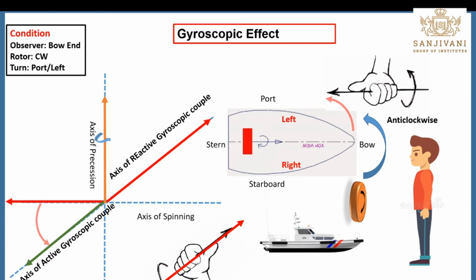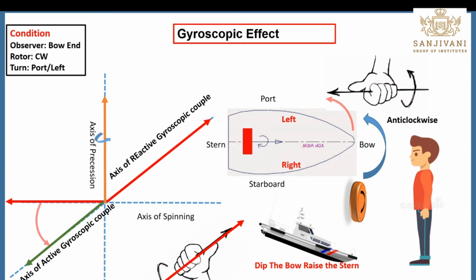That means the ship rotates in the clockwise direction, which is dip the bow, raise the stern. Dip the bow, raise the stern is the gyroscopic effect on this ship when the rotor rotates in the clockwise direction and the ship is taking the turn towards the port end, or the left side.